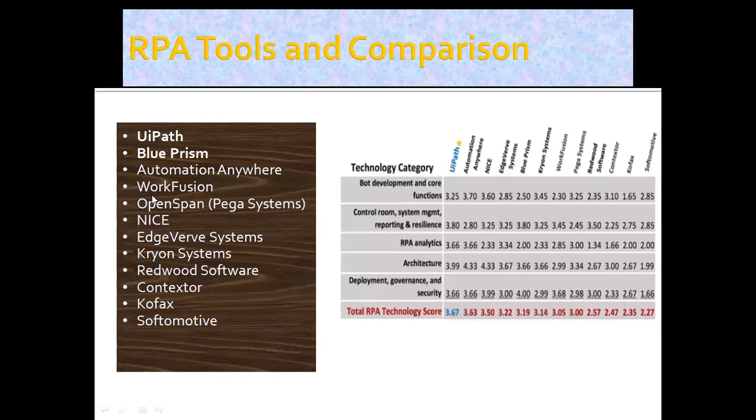WorkFusion. Okay, so some artificial intelligence related algorithms are also there in WorkFusion, but it's an open source tool. Okay, the main problem with WorkFusion is that in most cases we have to write Java code.